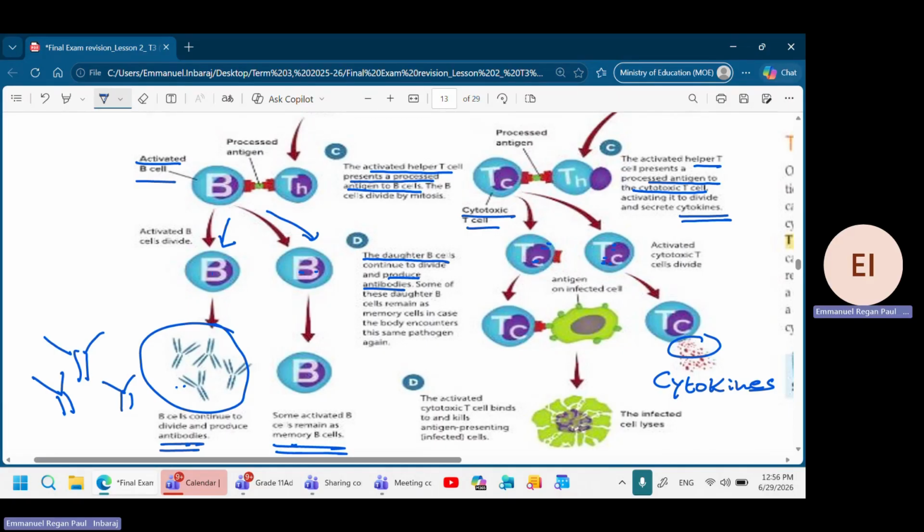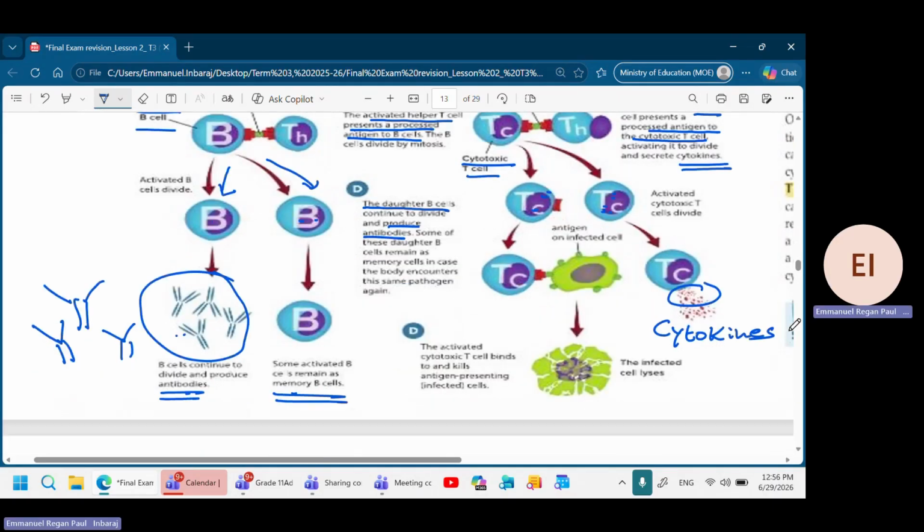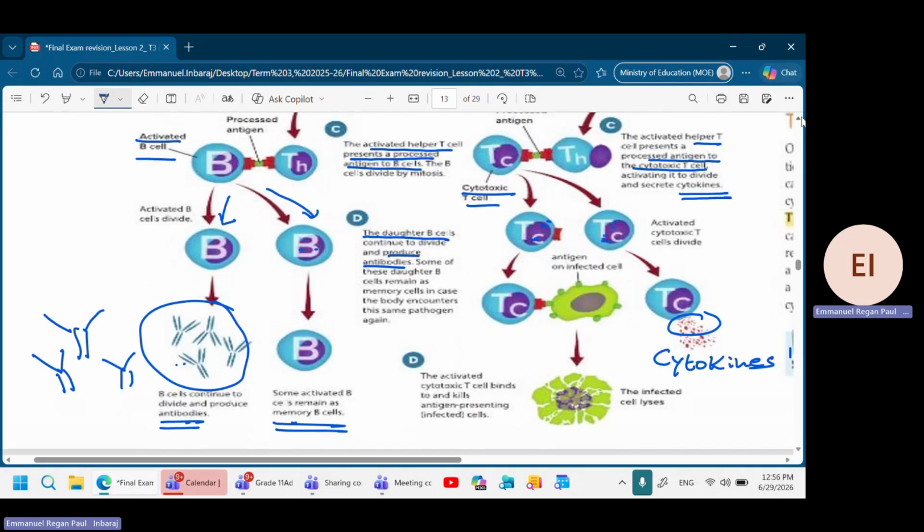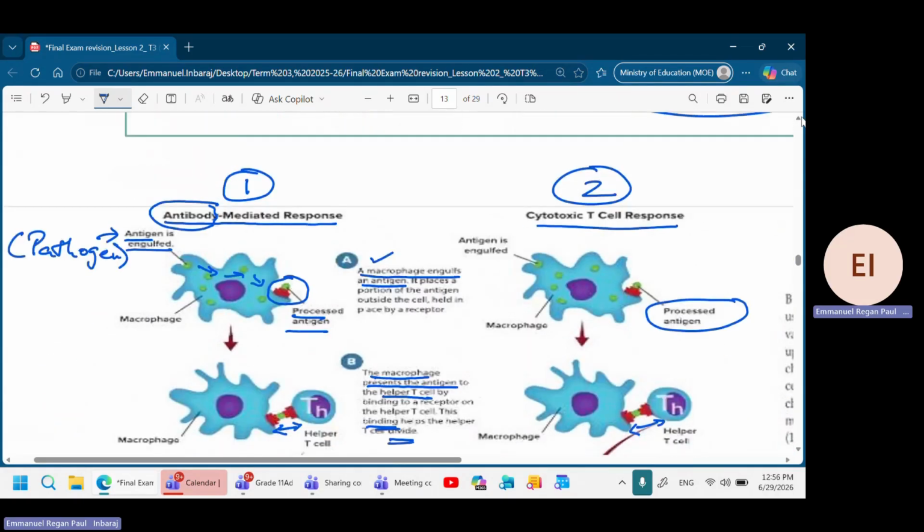Okay, is it clear? So this is the difference between cytotoxic and an antibody mediated response. You see, here is cytotoxic. So the cytotoxic T cells in this, which is important, release cytokines.